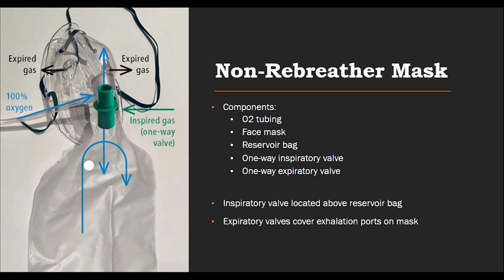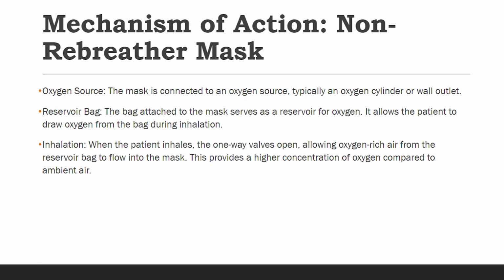Now let's explore the mechanism of action. Mechanism of action of the non-rebreather mask. A non-rebreather mask, which is more commonly used than a partial rebreather mask, prevents rebreathing through a combination of key components and one-way valves. An inspiratory valve sits on top of the bag, allowing oxygen flow during inhalation. An expiratory valve covers the exhalation ports on the mask body.